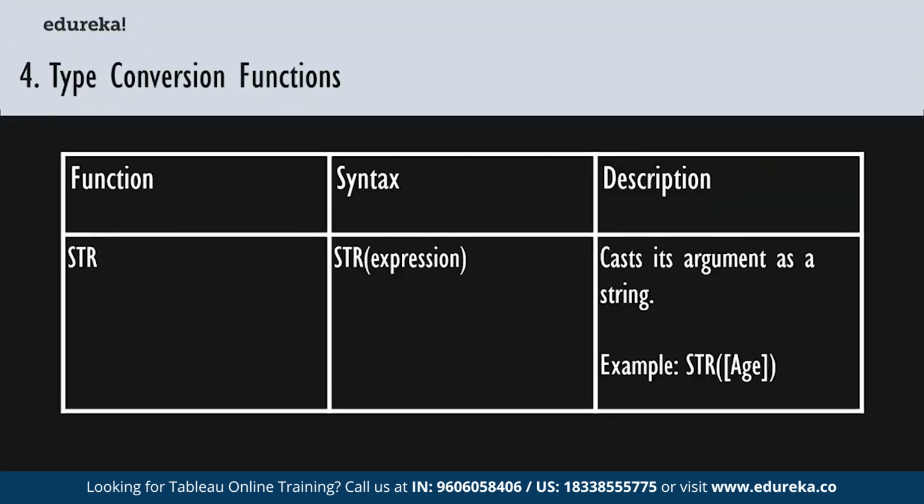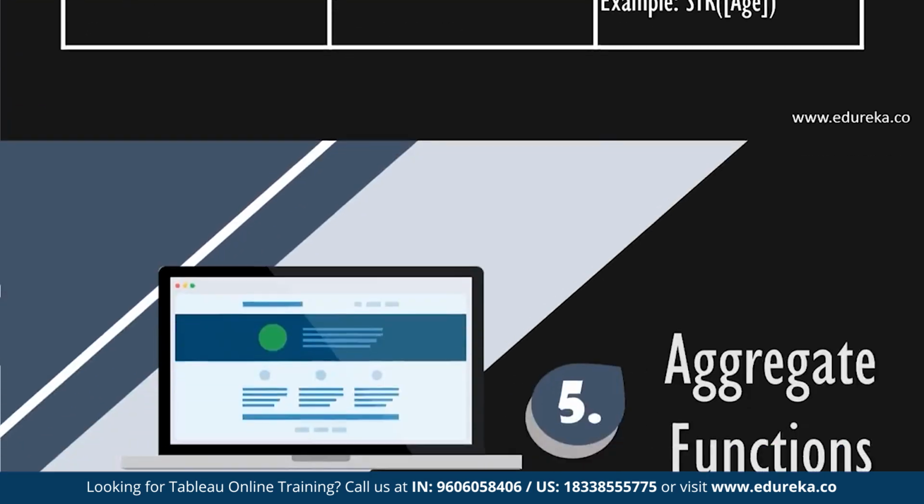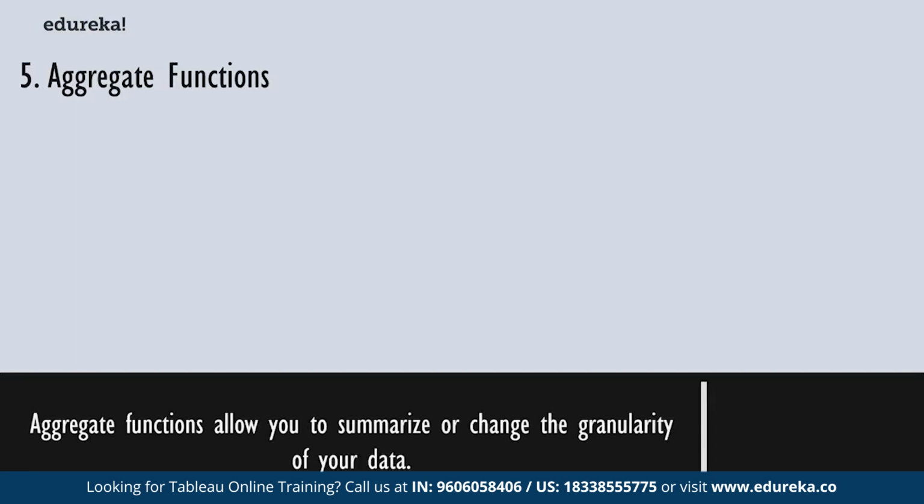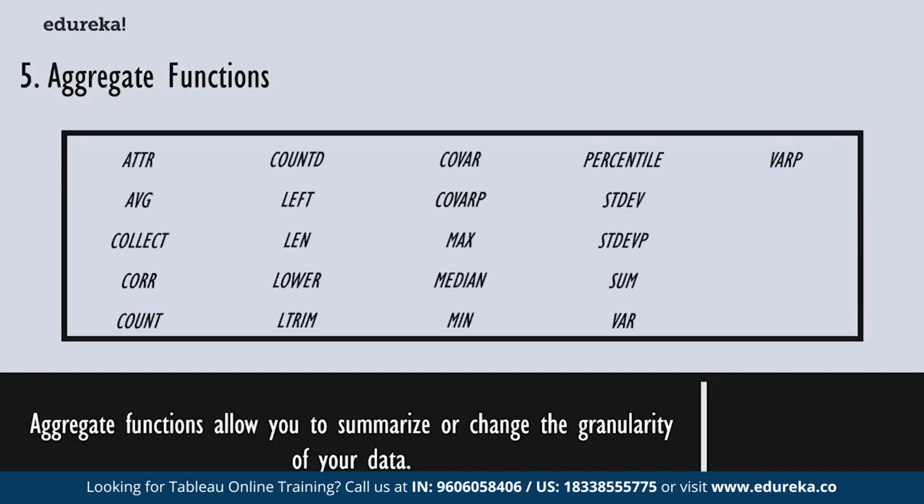And with that, we come to the end of type conversion functions. Let's move on to aggregate functions. There are a few more than the type functions here. So basically what aggregate functions let you do is that they allow you to summarize or change the granularity of your data. For example, if you want to know exactly how many orders your store had for a particular year, you can use the count distinct function to summarize the exact number of orders your company had, and then break the visualization down by year. So there are a bunch of aggregation functions out here, most of which we have already used as number functions before.